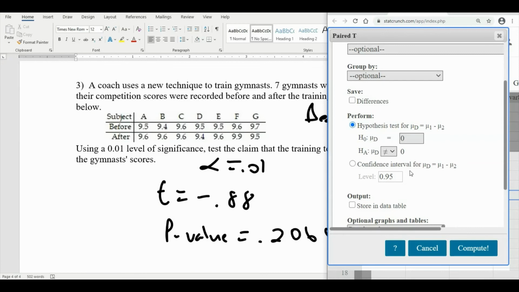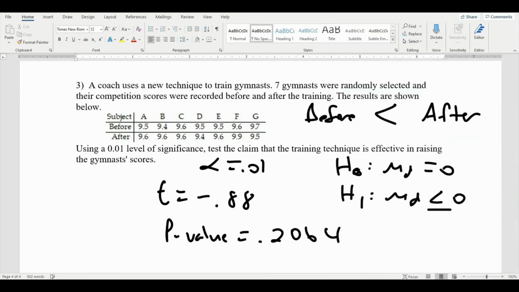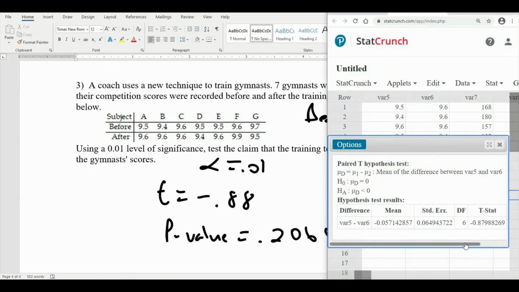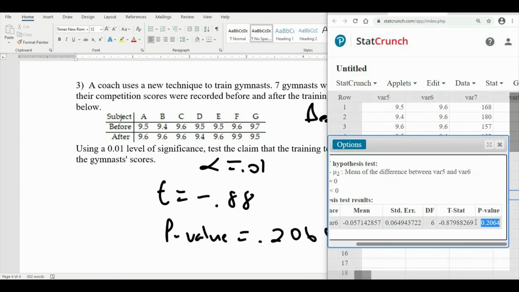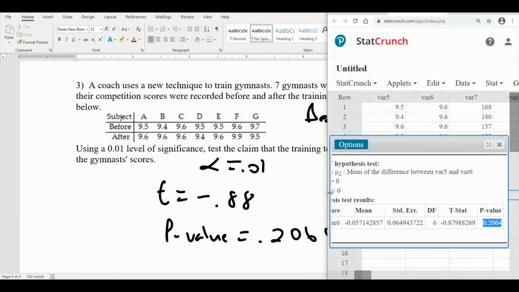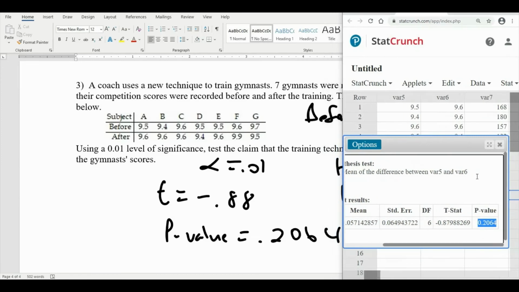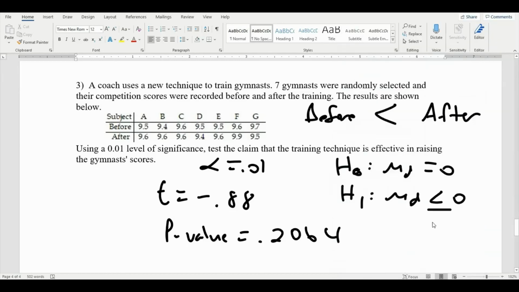I have to make sure that I use the less than. See, learn from my mistakes. I didn't do that. Less than. Now do you see it? 0.2064. See that? Yeah, watch out. Watch every little thing. Even I make mistakes. Hey, happens. Learn from what I do wrong. It's the less than.